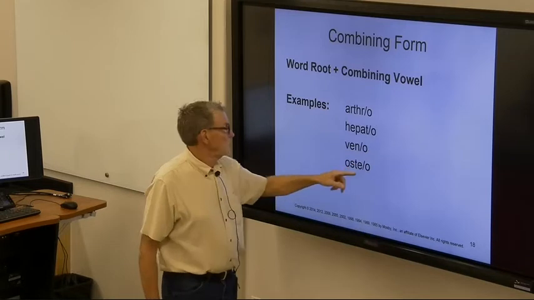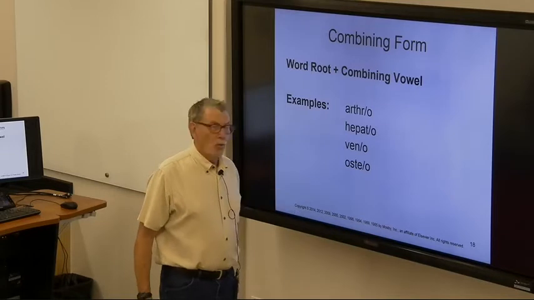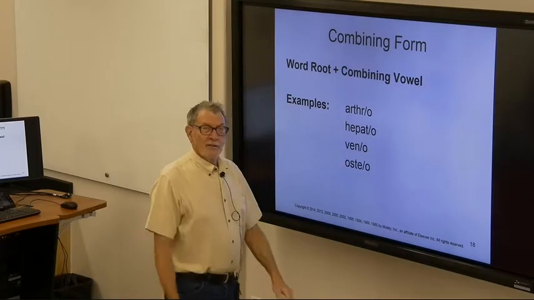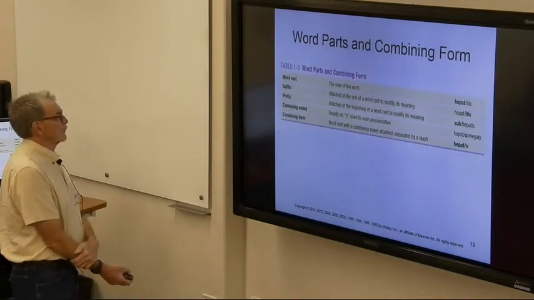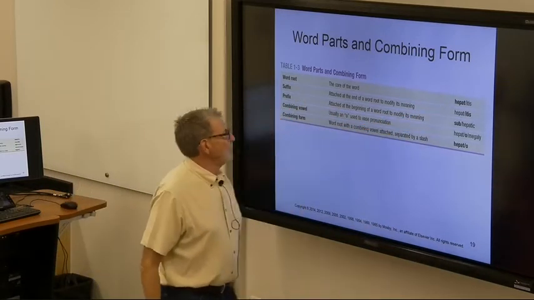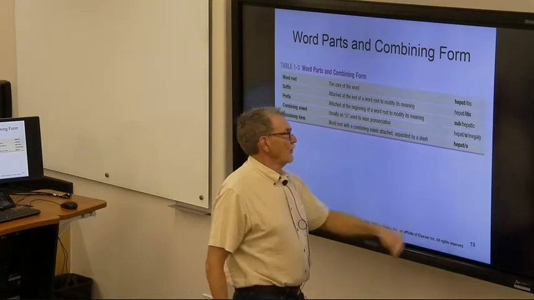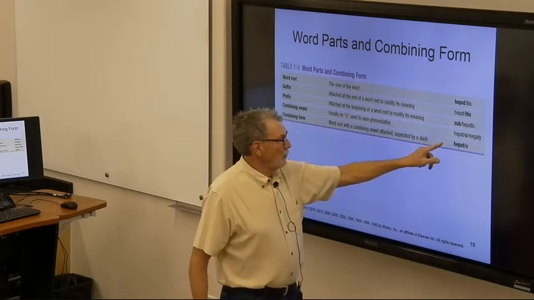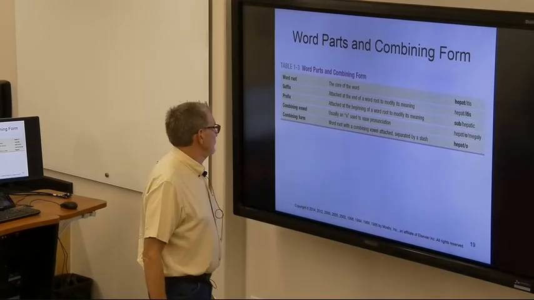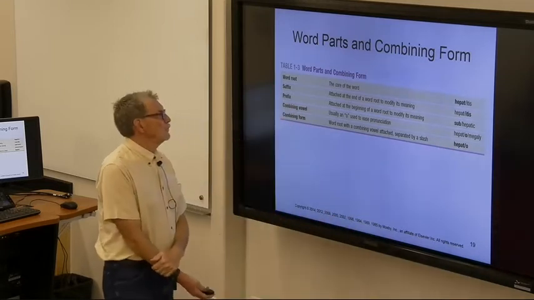Hepato, veno for vein, osteo for bone. And so these are combining forms, the word root plus the combining vowel. So, word root, hepatitis, hepat. Suffix is itis. The prefix subhepatic would be on the front. A combining vowel in the middle, hepatomegaly, means an enlarged liver. Combining form, hepato, the word root and the combining vowel.